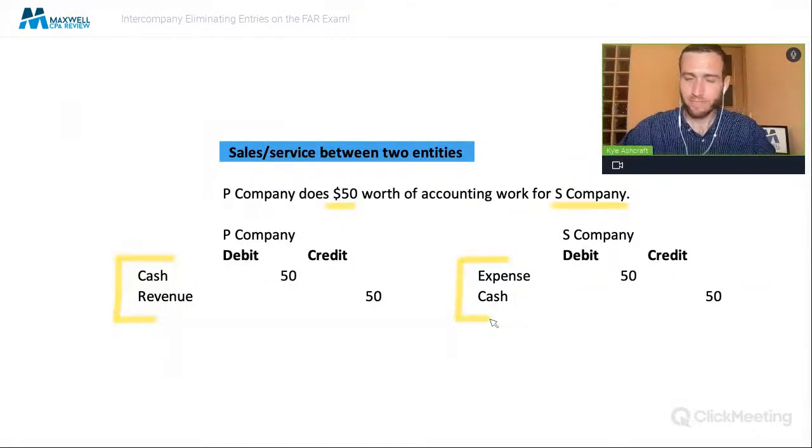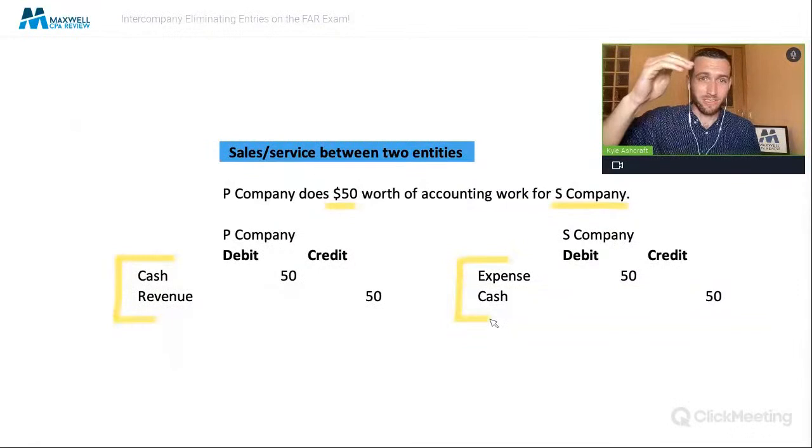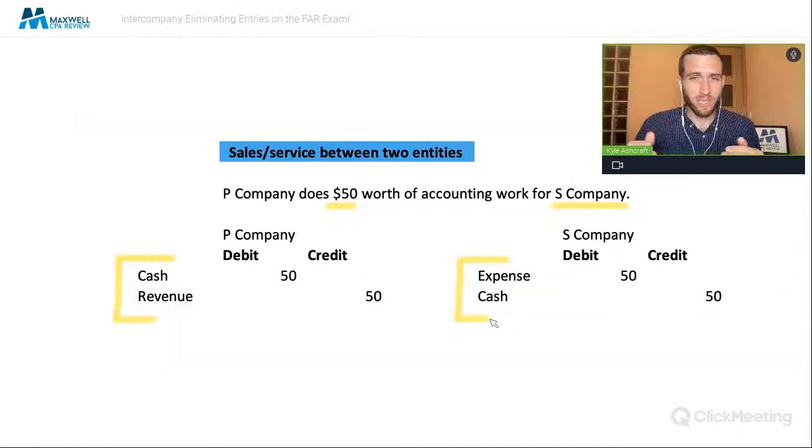So if we did not eliminate this entry, then revenue is basically $50 overstated and expenses are $50 overstated, because you can't use this entity that you own to inflate your numbers. Investors don't want to see that. The IRS doesn't want you to inflate your numbers. It's not an accurate picture whenever you're inflating your numbers because of intercompany transactions. So that's the entire goal of eliminating entries, is trying to get a more true picture of what's happening with the entity.